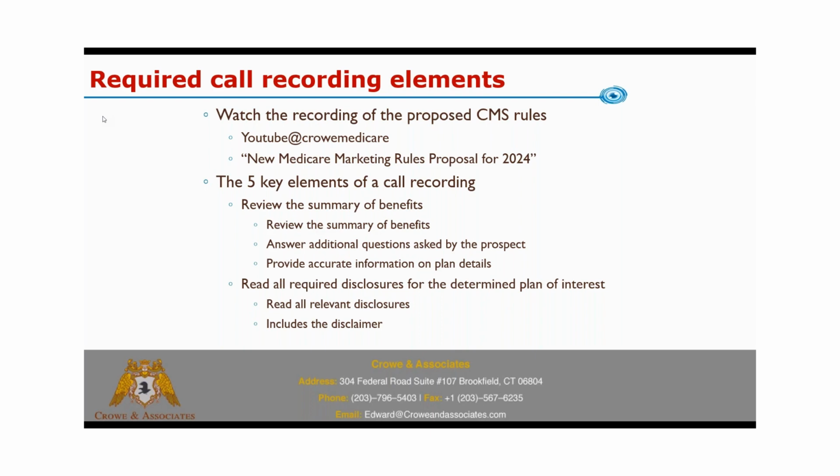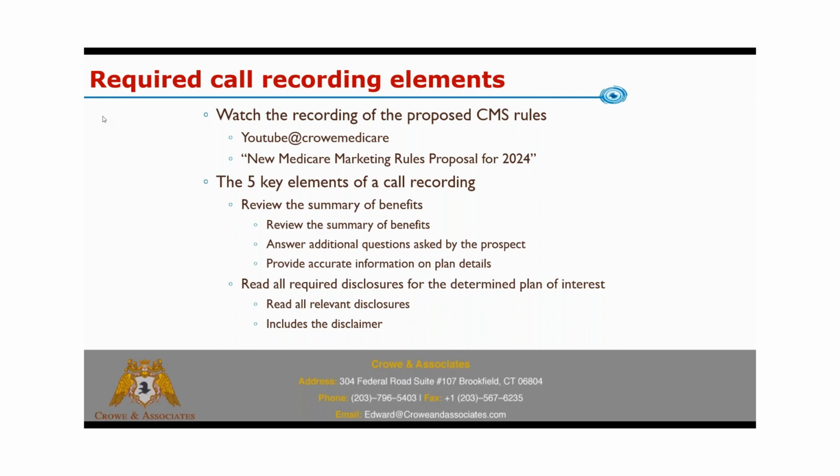So let's get into the elements of the call. These are the elements that are needed in a call recording to be compliant if you get audited. The first piece is review the summary of benefits. On that call, they want to see you review the summary of benefits of the plan with the consumer. You don't have to go into great detail by any means, but you have to mention the summary of benefits. They did suggest that you should probably go through it with the person. They didn't say you had to, but they suggested you should. So go over the summary of benefits.